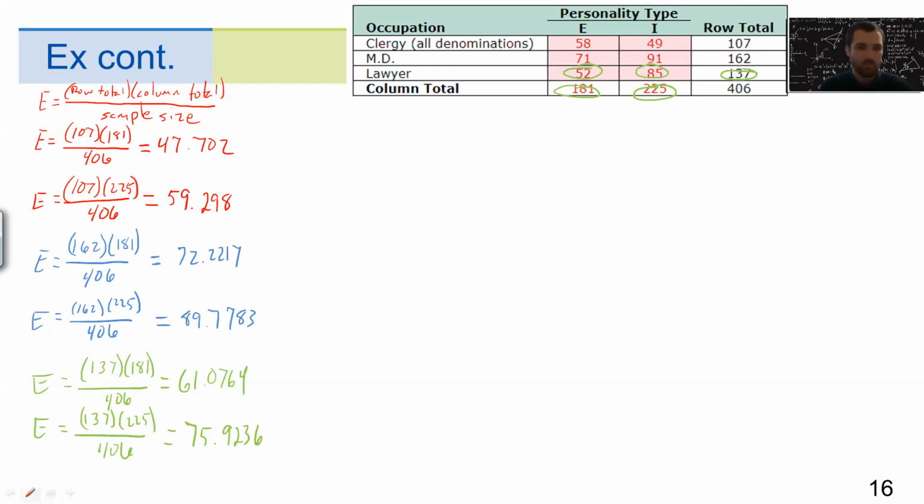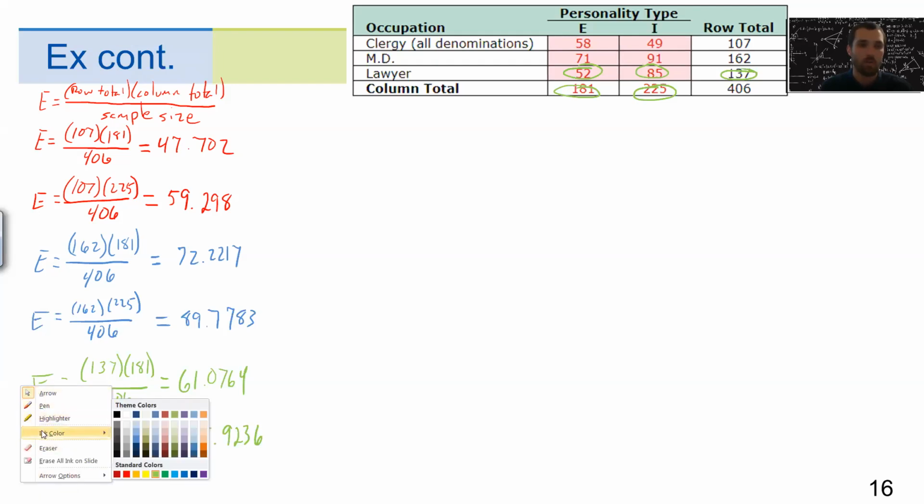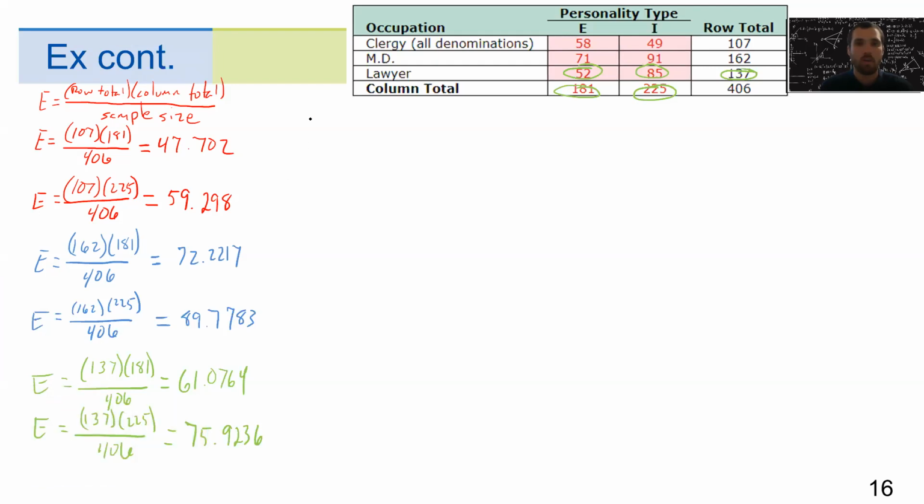All right. I need to remember overall, we're looking for our chi-squared. Chi-squared is the sum of O minus E squared all over E. Now, the way I'm going to figure this out is I am going to use a table here, okay?